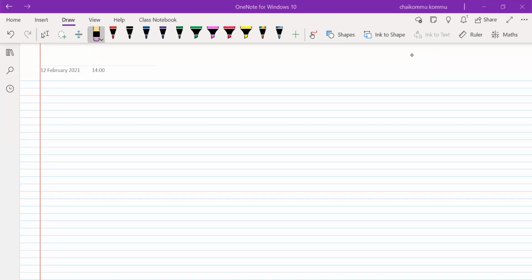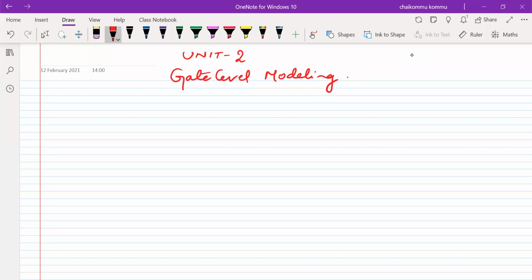Today we are going to look at unit number 2, which is gate level modeling. We have seen the basics of gate level modeling in the previous classes. Now let us look at a more detailed discussion about gate level modeling.